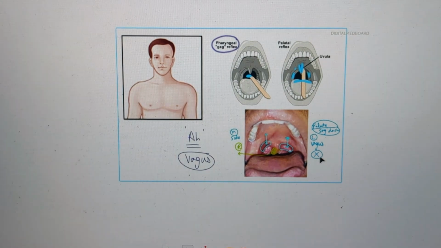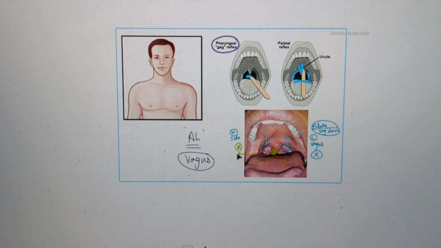In a patient with the cranial nerve 10 damage, the uvula deviates away from the affected side. If the uvula is deviated away to the right, this indicates a left-sided vagus nerve injury, as the left side of the palate sags, while the right side elevates.